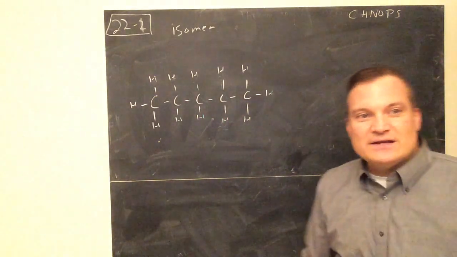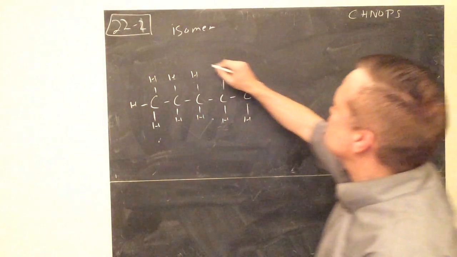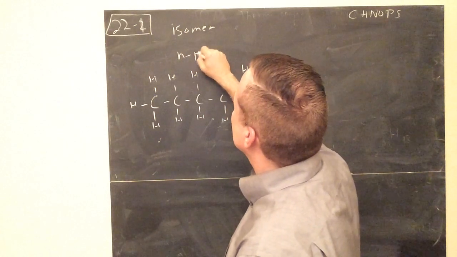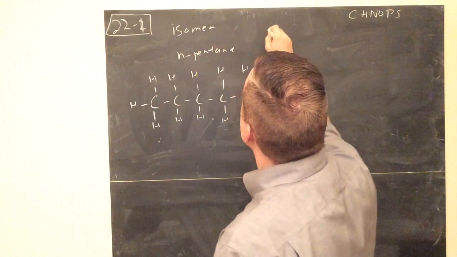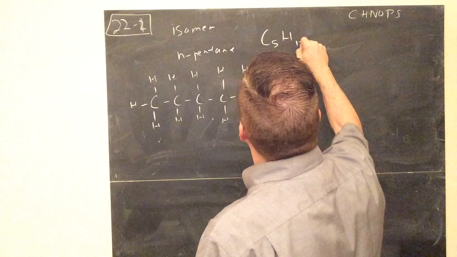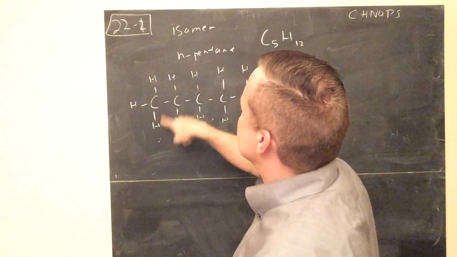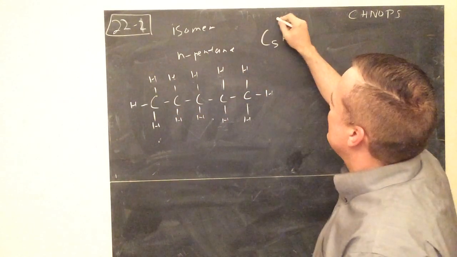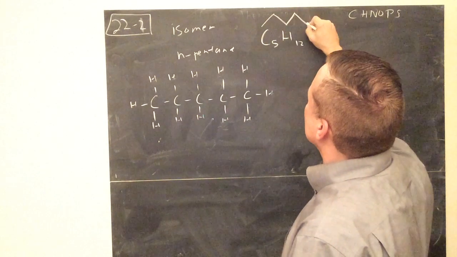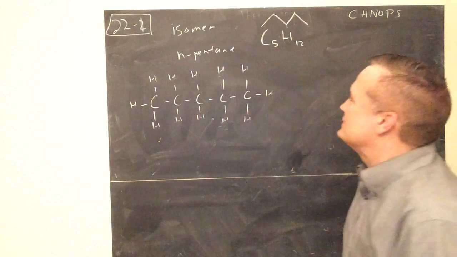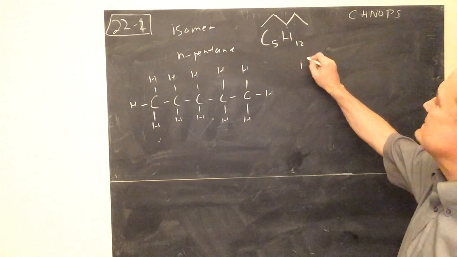But you can also make an isopentane. So this is n-pentane, and by the way, pentane is C5H12. 1, 2, 3, 4, 5, 6, 7, 8, 9, 10, 11, 12. Or if you want to draw the 1, 2, 3, 4, 5, there's a little shortcut for it. Okay, isopentane.